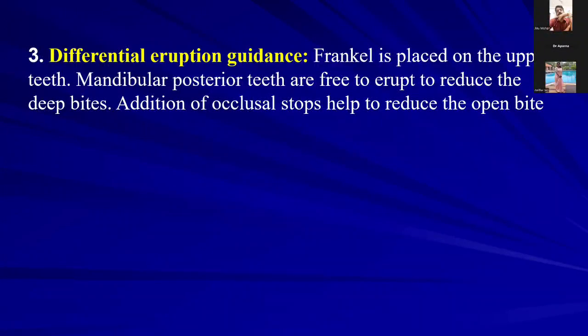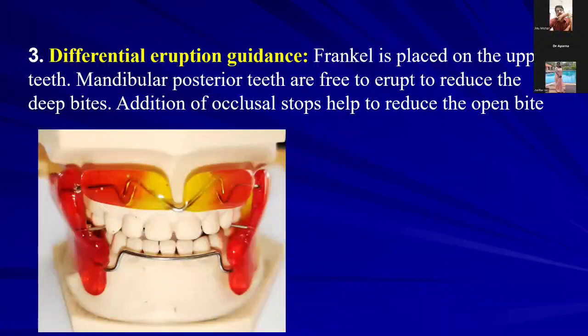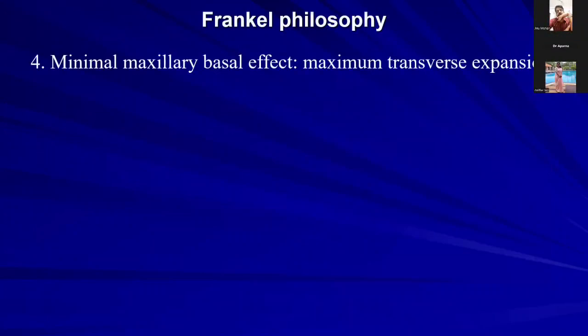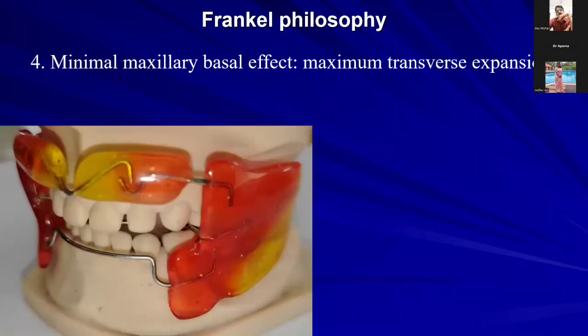The mandibular teeth are free to erupt and get into occlusion because you bring the appliance into an edge-to-edge position and opening with it. And the last one is the minimal maxillary basal effect and maximum transverse effect. Again, this appliance is anchored in the maxilla, and it produces a very minimal maxillary basal effect.